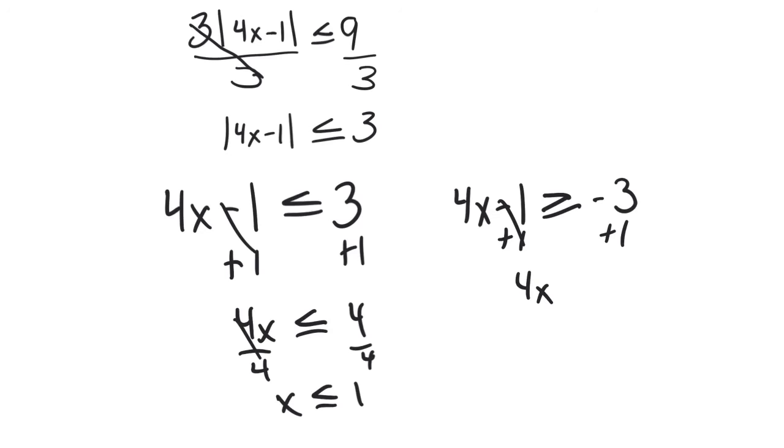We'll have 4x is greater than or equal to, that's going to make it a negative 2. So we divide by 4. Negative 2 over 4 is going to reduce, and this is going to be negative 1/2. And I know I don't do a very good job of drawing those signs, but you should be able to follow the math at least.